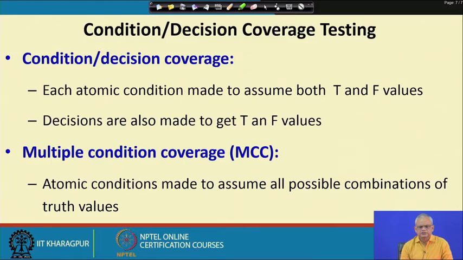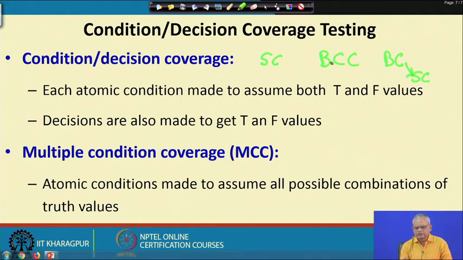Now, let us see the condition decision coverage testing. But let me just pose another question to you. The basic condition coverage testing and the branch coverage testing, these two are not really comparable. You can't say that any of these two is stronger than the other. But what about the statement coverage testing? We know that branch coverage testing is stronger than statement coverage testing.